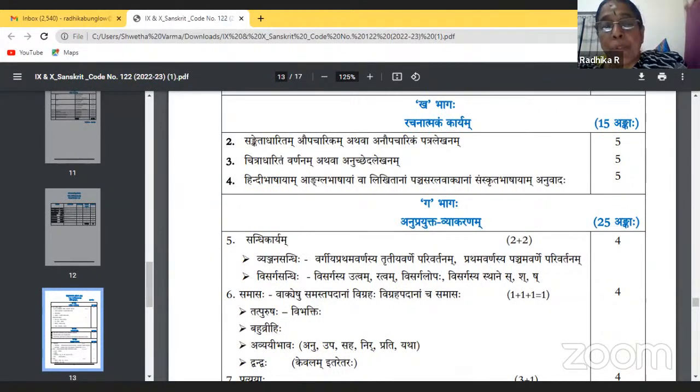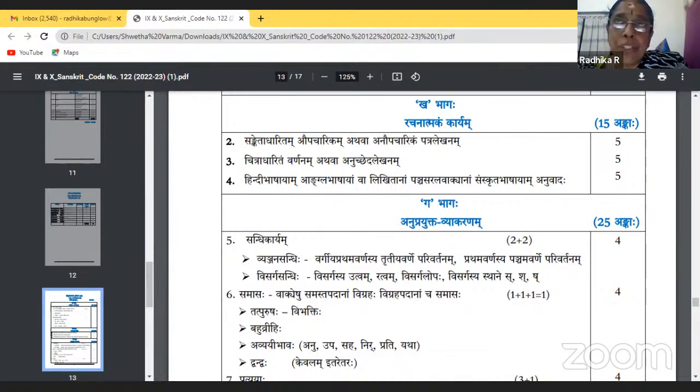Then the second question is picture composition, or anucheda lekhanam. Anucheda lekhanam means they give some topic and tell them to write 5 sentences about that. I think the picture is easy for the children because they can write simple sentences about the picture. Minimum 2 words make a sentence. So we should train them to write in minimum words, because more words make more mistakes.